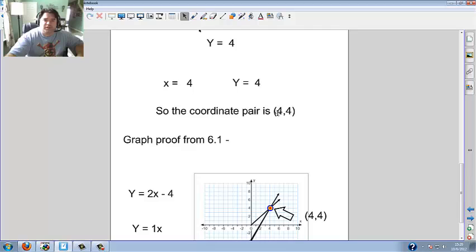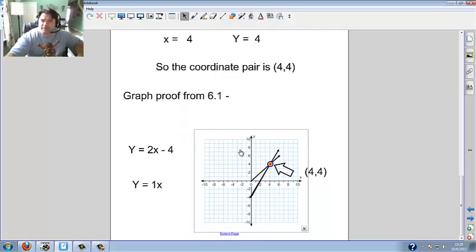So the coordinate pair is (4, 4), just like this. And we graph it, and there you go.